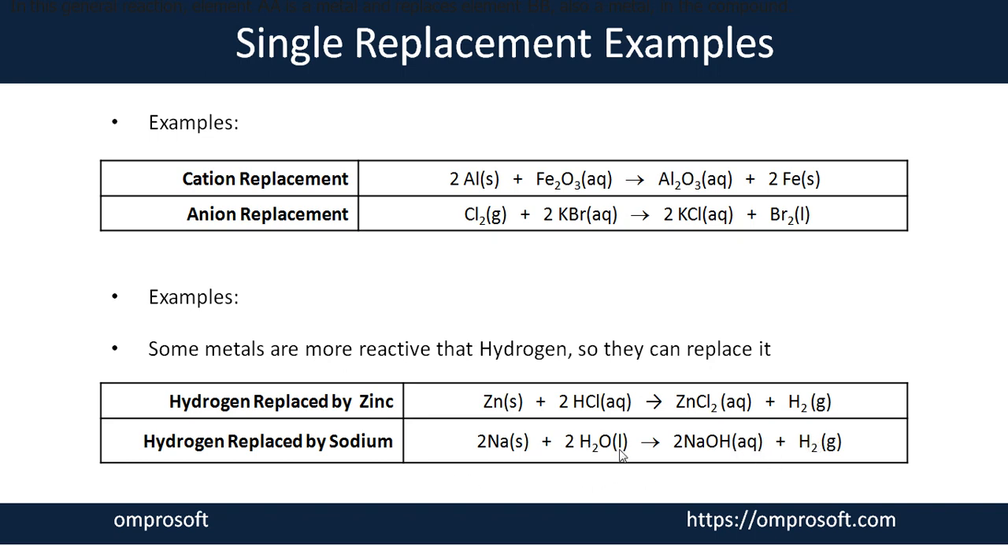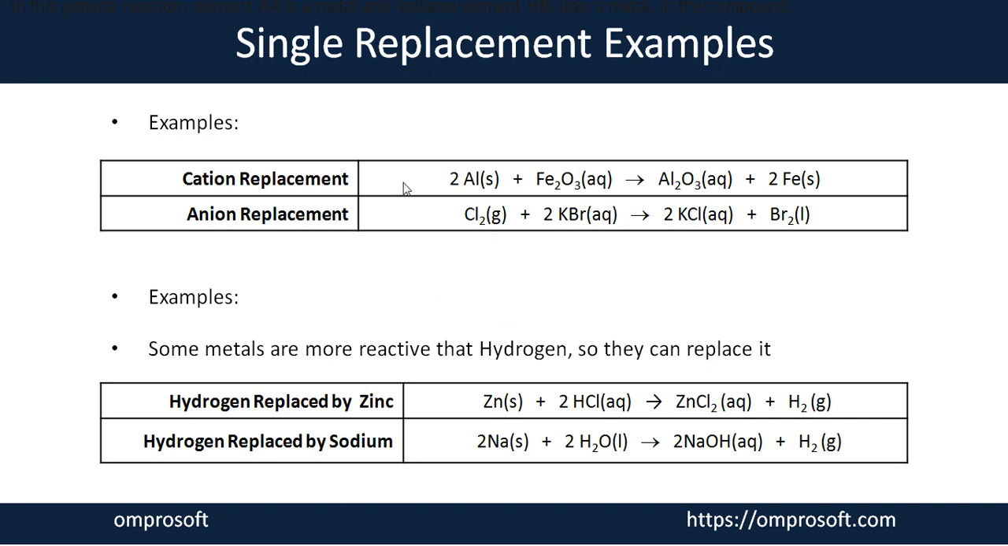So this is a single replacement reaction in which hydrogen is replaced by a more reactive metal. Why am I discussing this kind of example? Because hydrogen is non-metallic in nature, but it has a cationic, positive charge. As I told you, a cation can replace only a cation and an anion can replace only an anion. That's why hydrogen can be replaced by metals, not by non-metals.